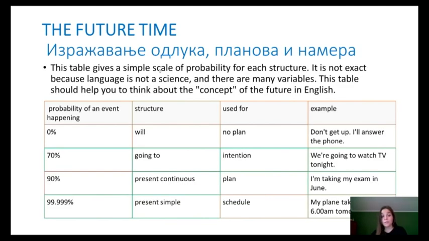This table gives a simple scale of probability for each structure. It is not exact because language is not science and there are many variables. This table should help you to think about the concept of future in English.